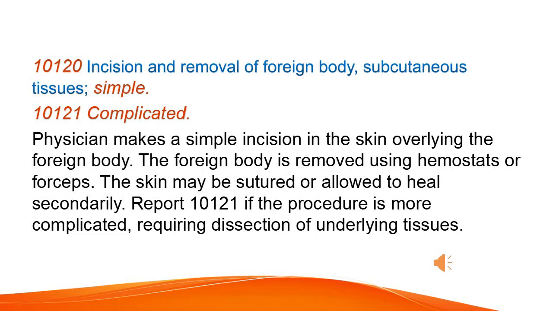Incision and removal of foreign body, subcutaneous tissues, simple. Complicated. Physician makes a simple incision in the skin overlying the foreign body. The foreign body is removed using hemostats or forceps. The skin may be sutured or allowed to heal secondarily. Report 10121 if the procedure is more complicated, requiring dissection of underlying tissues.